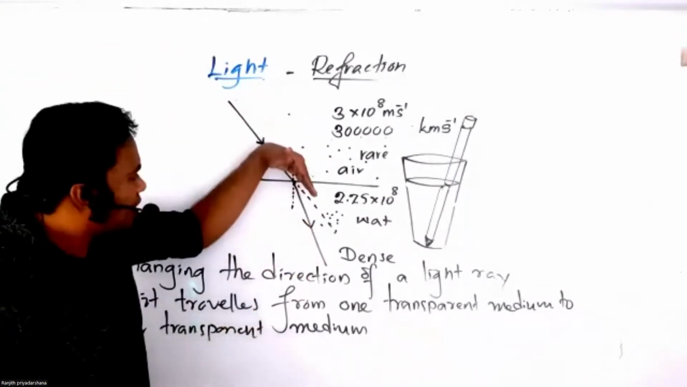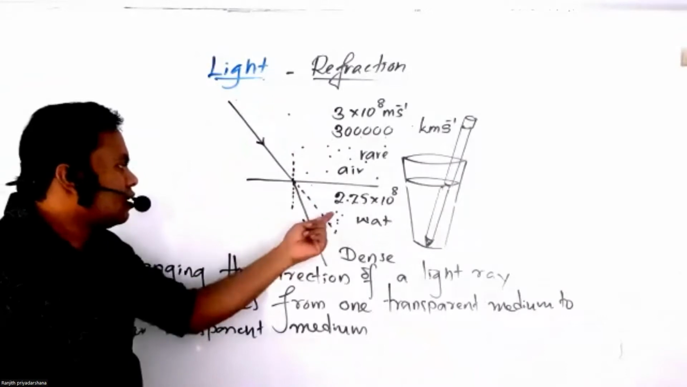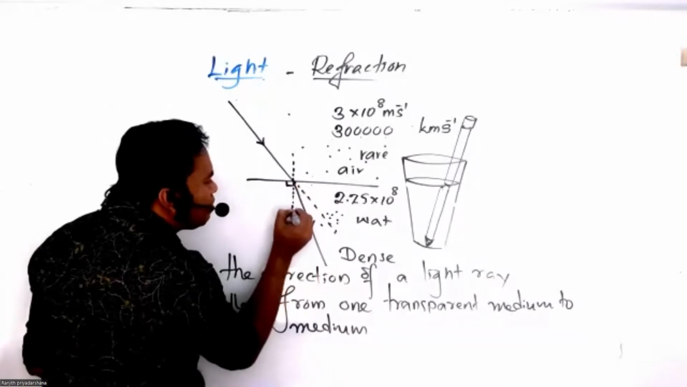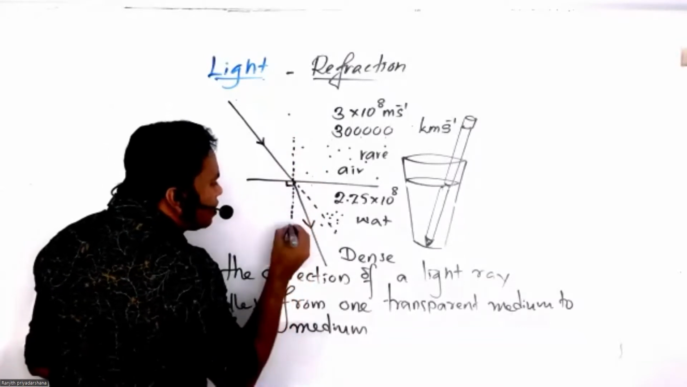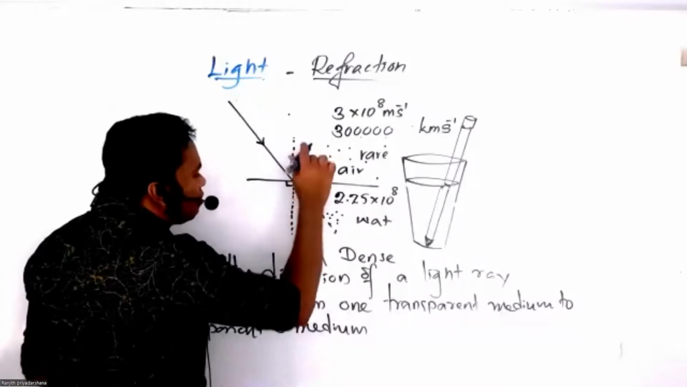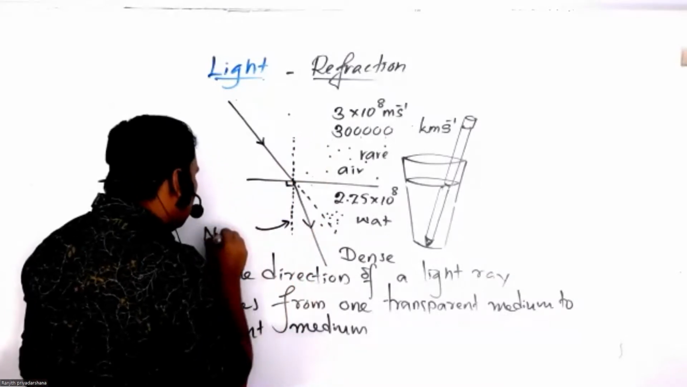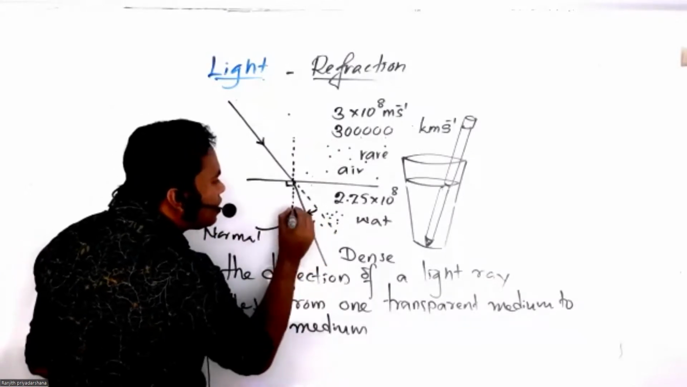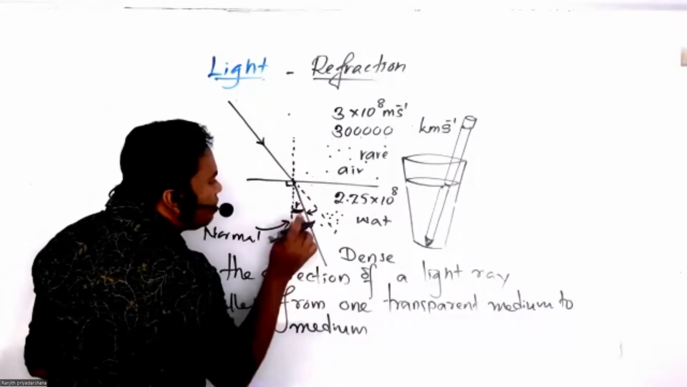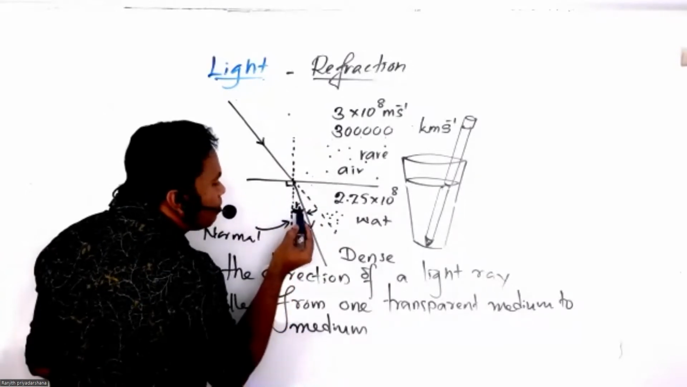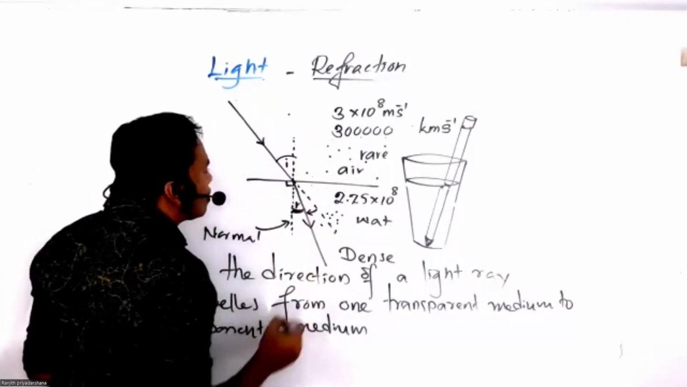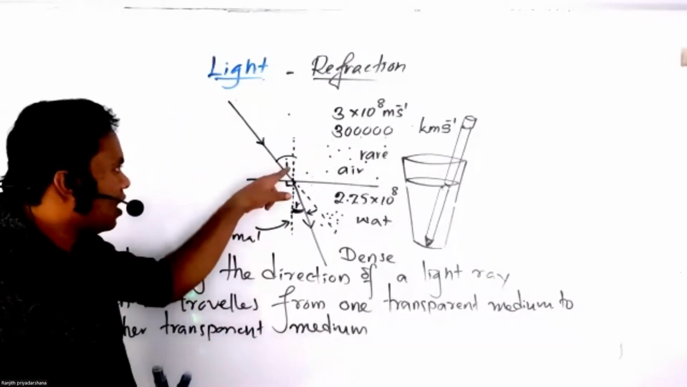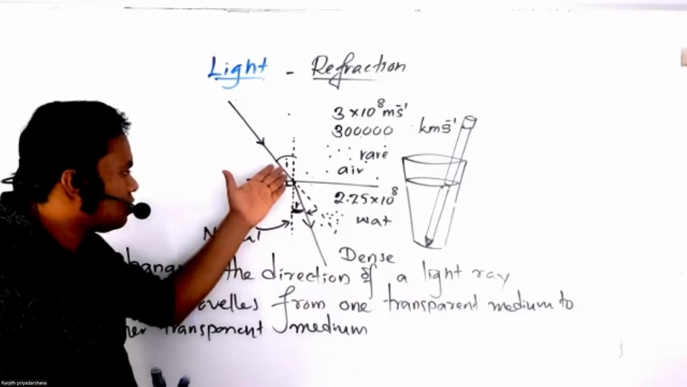Moving fast like this, we slow down and bend. When the medium is dense, it bends towards this normal, this perpendicular line, which in English we call the normal. What happens, it bends towards the normal, so you can see this angle, we call that angle of refraction. What's this angle? Angle of incidence. Yes, incident ray, angle of incidence.